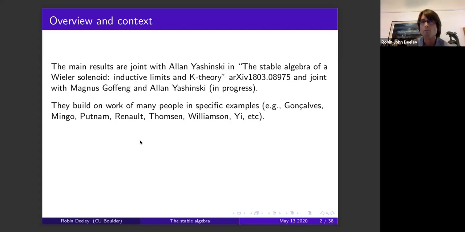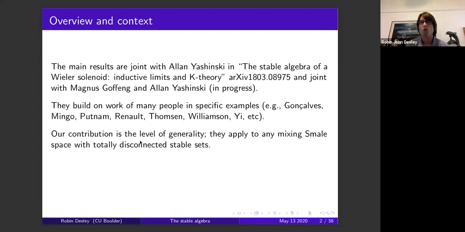If you want to see more about that, in the paper's introduction we go through and outline some of that. So our real contribution here is the level of generality: this is going to work for all mixing Smale spaces with totally disconnected stable sets. Now, as of now, you don't need to know what mixing means, what Smale space means, what totally disconnected stable sets mean. You just want to know that we're going for an increased level of generality.